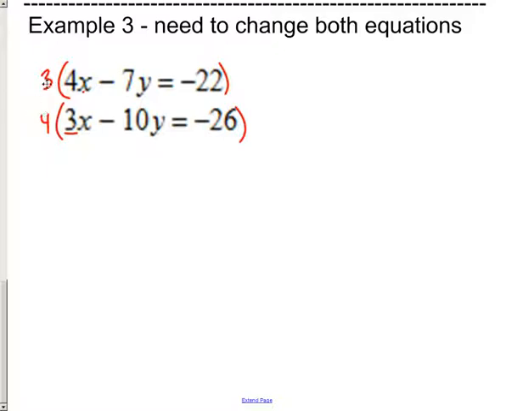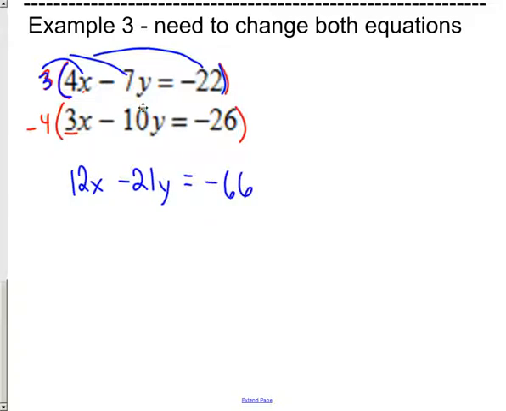And then you need to figure out how your signs are going to go. This would be 12x and that would be 12x. I need one of them to be a negative. So let's just slide a negative sign right there. And I'll tell you what, let's actually make the top one into blue so that way we can kind of color code here. We go through and we multiply the entire equation by 3. So we get 12x minus 21y equals negative 66.